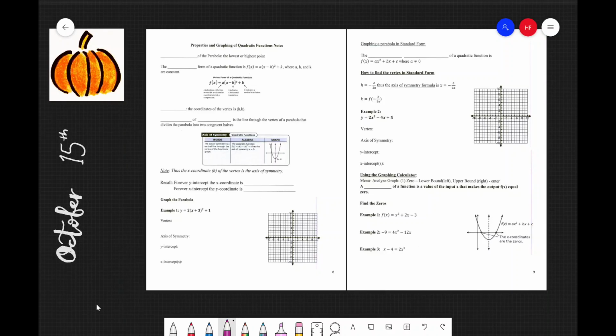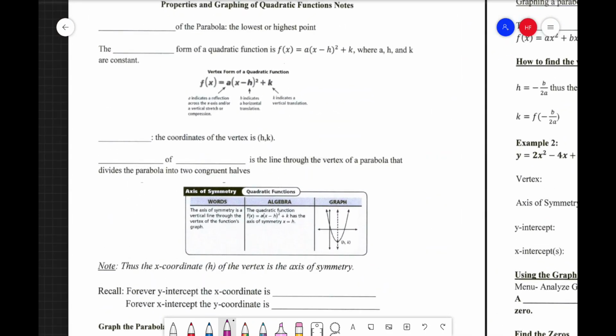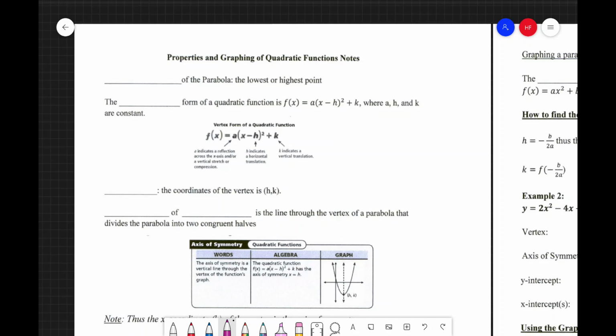Alright, so today is October 15th. This is Ms. Figueroa, and we are doing graphing quadratic functions today. Graphing quadratic functions, which we kind of skipped over the last time because we were more focused on the transformations that were happening and not the actual graph. So now we're going to be focused on the graph itself.